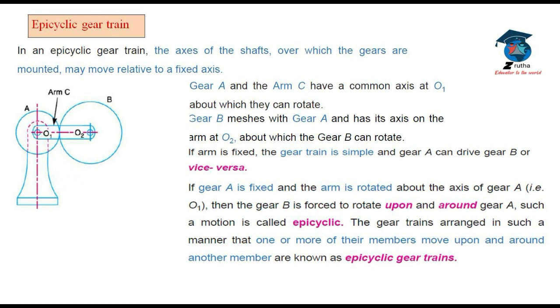Last one is the epicyclic gear train. In an epicyclic gear train, the axis of the shaft over which the gears are mounted may move relative to a fixed axis.